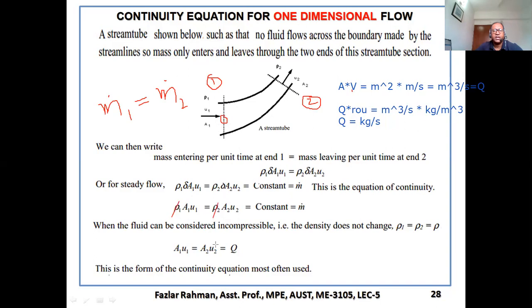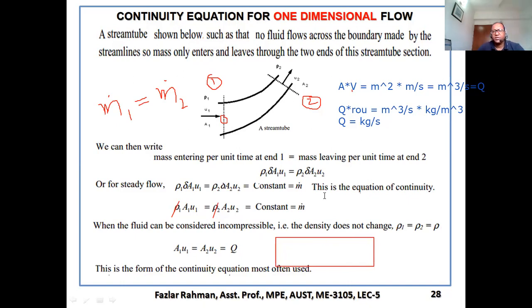So then you are getting only this equation: A1 V1 equal to A2 V2 equal to Q. This is called the continuity equation for one-dimensional flow going in one direction, where the fluid is not compressible. That means incompressible.